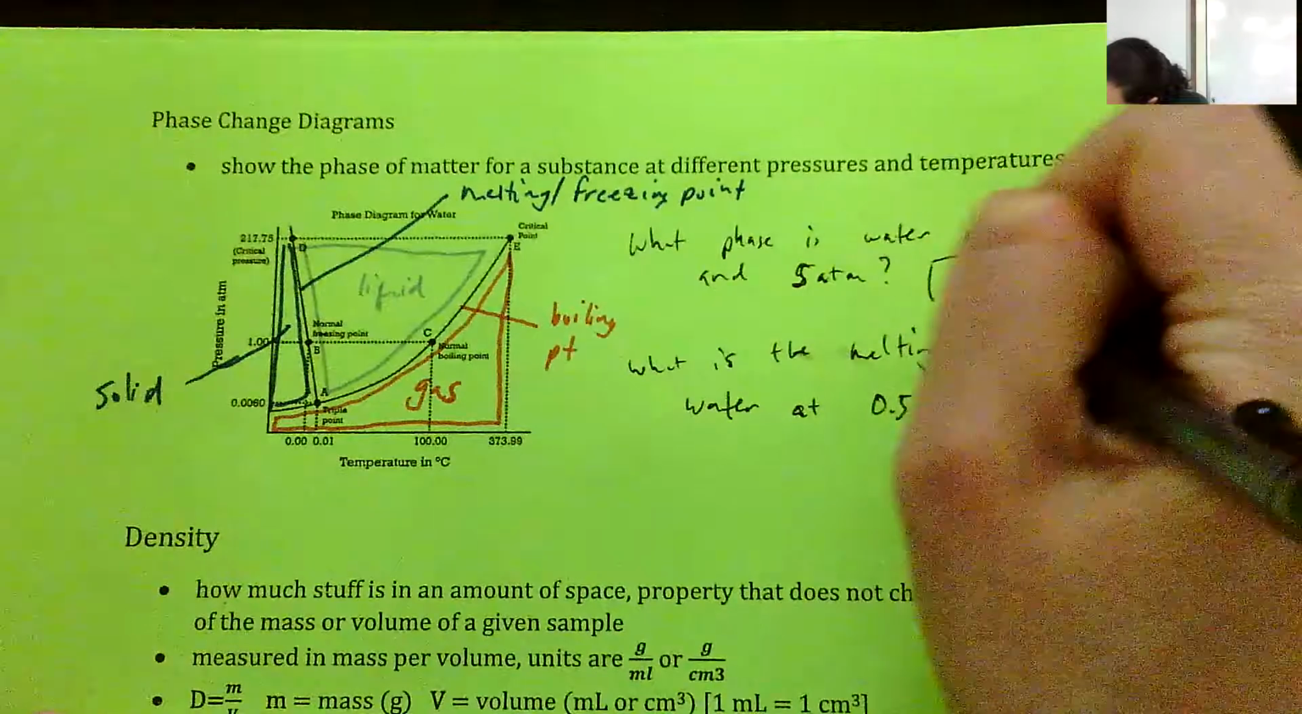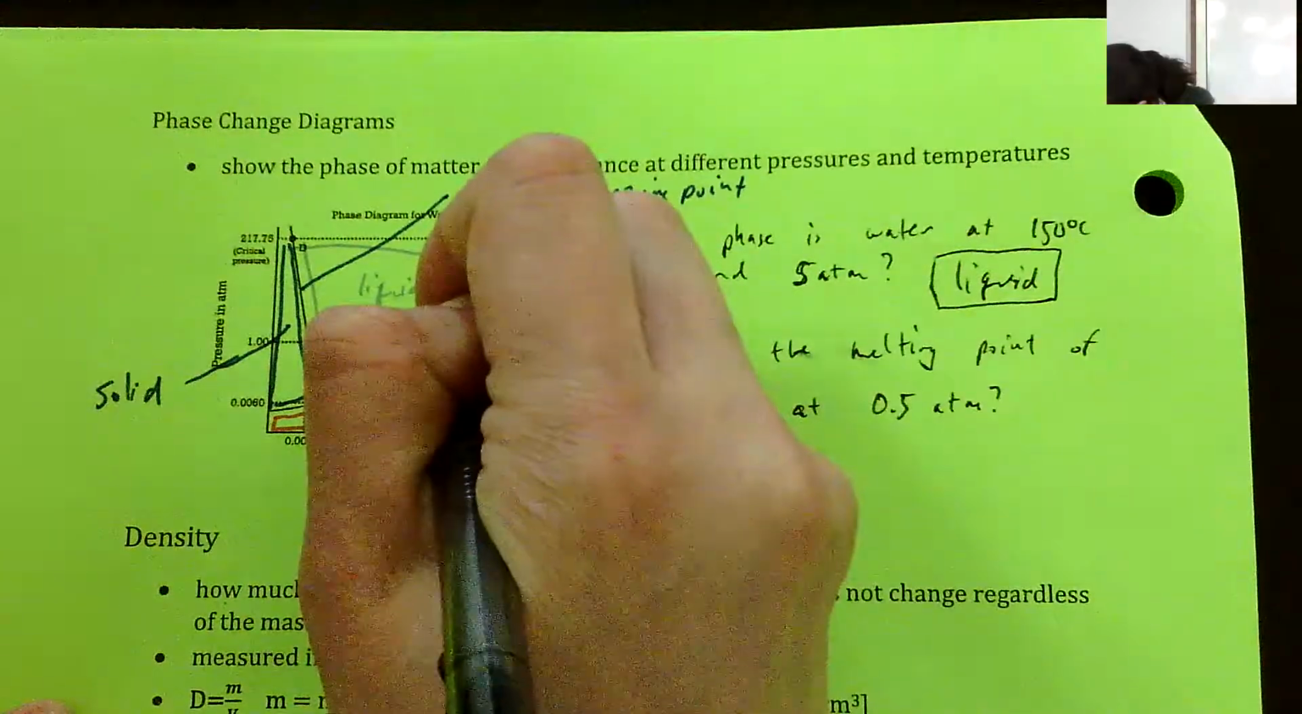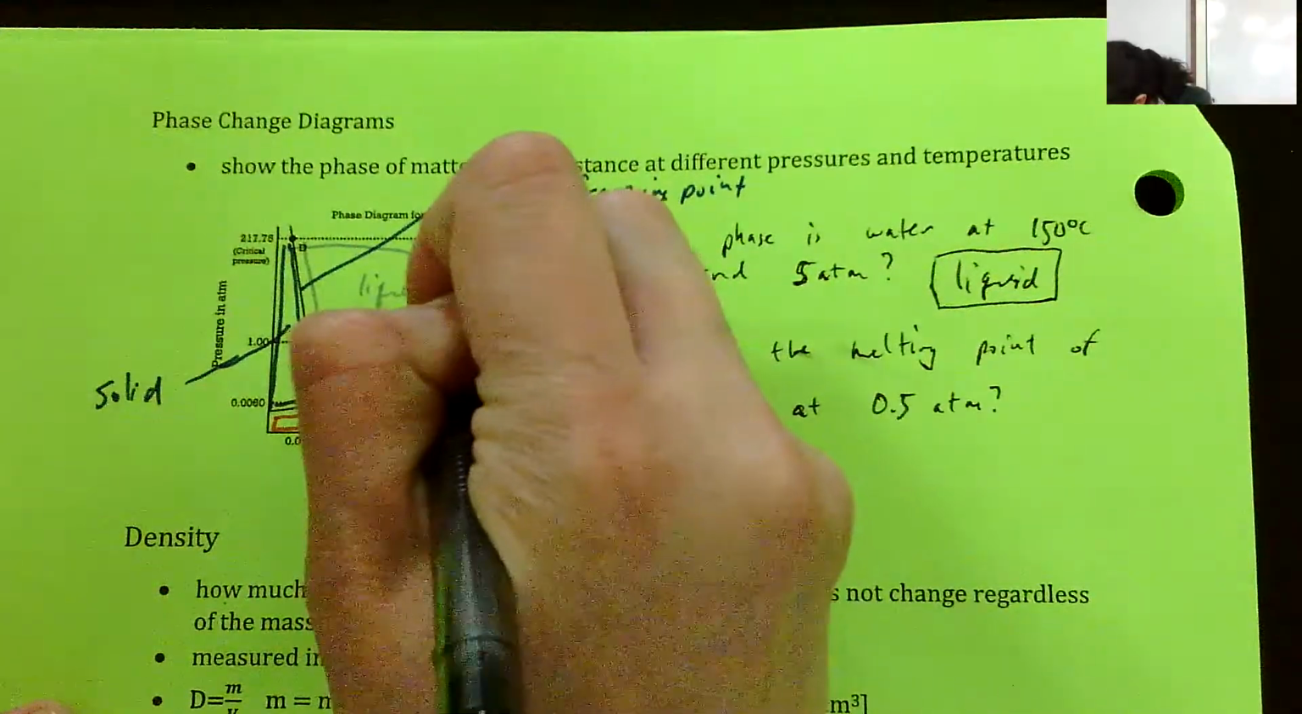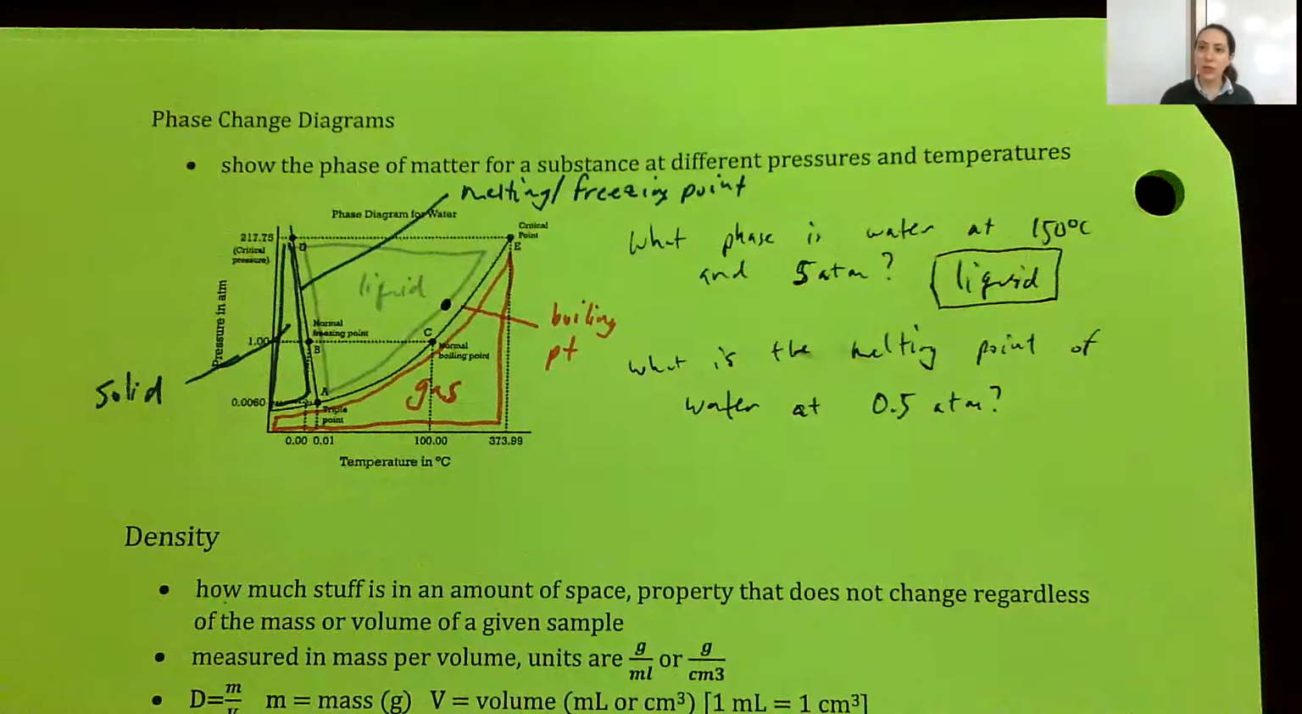That's our answer. And we can find that because I would bet it's about right there, is kind of where we're looking at. That's one type of question. If you have the pressure and the temperature in one of these graphs, you should be able to figure out what phase of matter it's in.